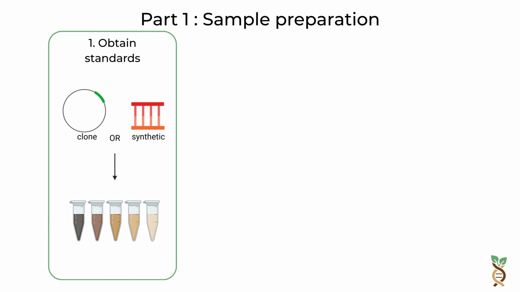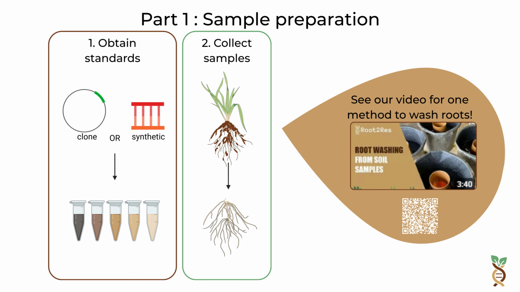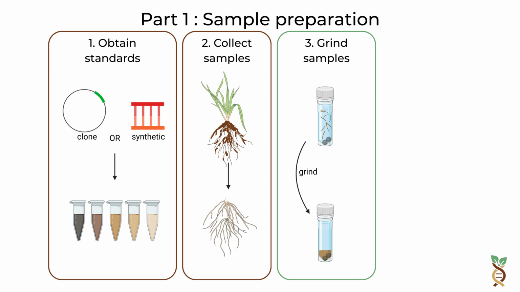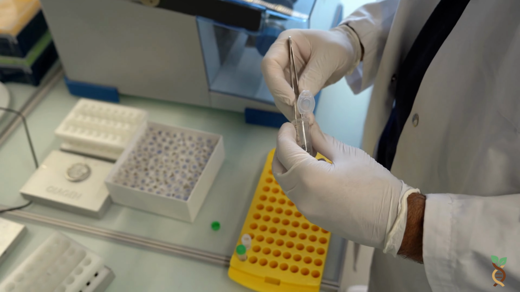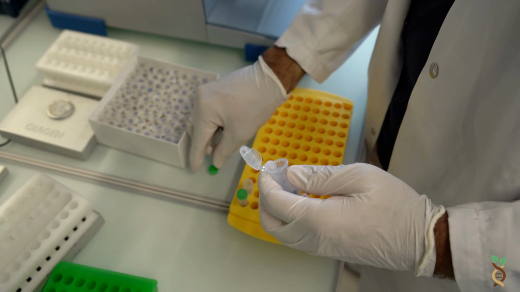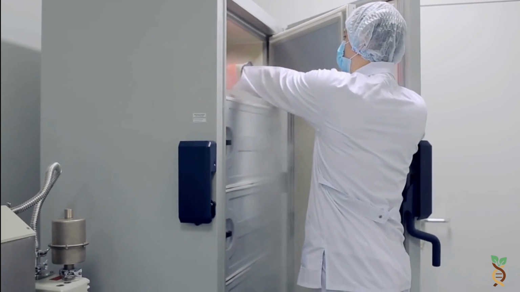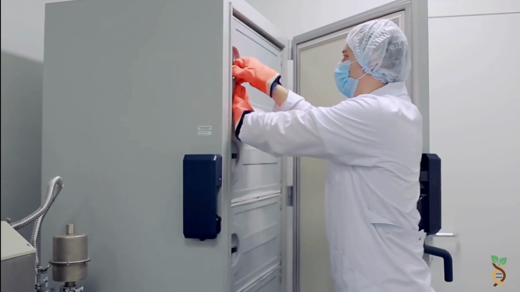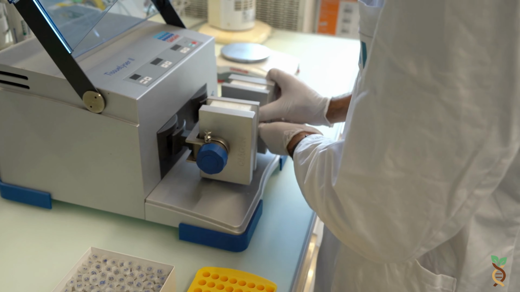First, we must obtain standards. This can be either a clone fragment from a known species or a synthetic DNA fragment that contains the target sequence. Next, we collect the samples. Roots are collected, washed, and stored in the freezer. Then, the samples are ground. This can be done by placing them in a 2 ml reaction tube with 2 mm metal beads. Freeze for 2 hours at -80 and grind them with a tissue.